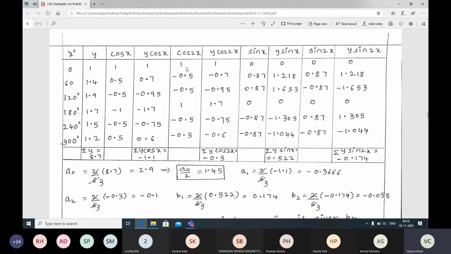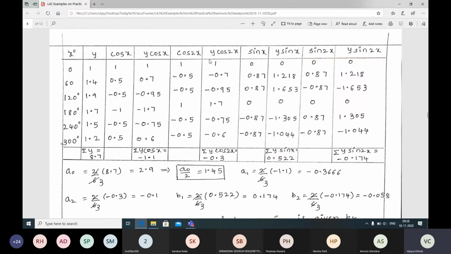Similarly, first calculate cos 2x. So first calculate 2x. 2 into x values are here. 2 into 0 is 0, cos 0 is 1. 2 into 60 is 120 and cos 120 is minus 0.5. 2 into 120 is 240, so cos 240 is minus 0.5. Now 2 into 180 is 360, so cos 360 is 1. Then 2 into 240 is 480, cos 480 is minus 0.5. 2 into 300 is 600, so cos 600 is minus 0.5.